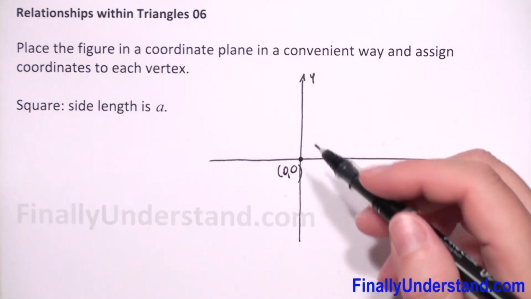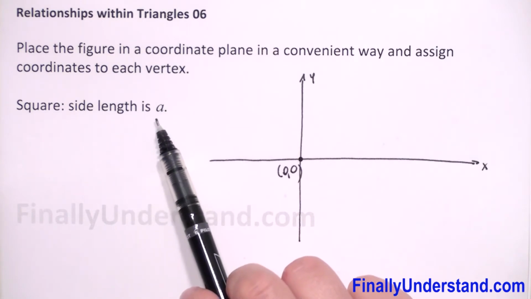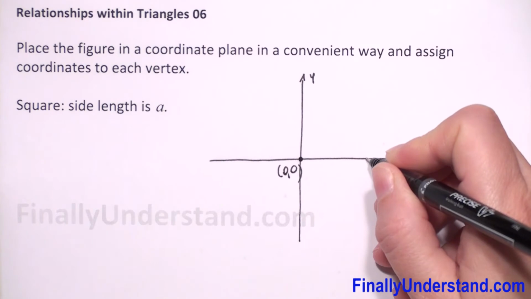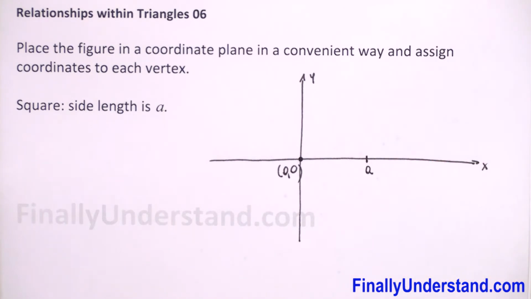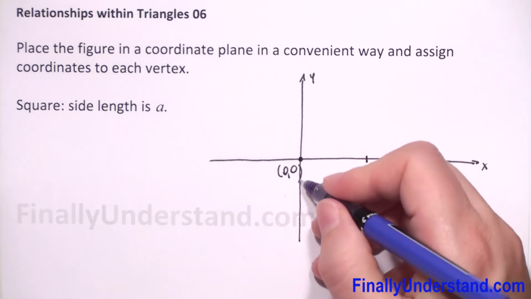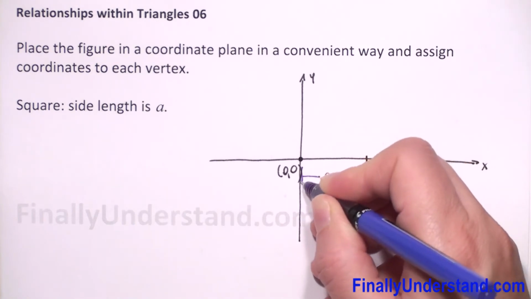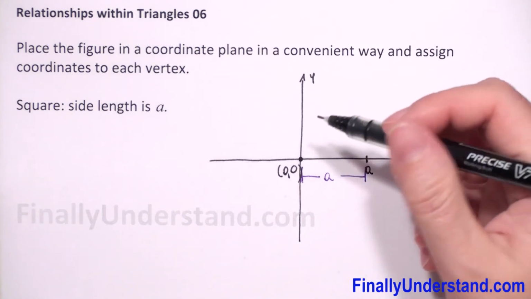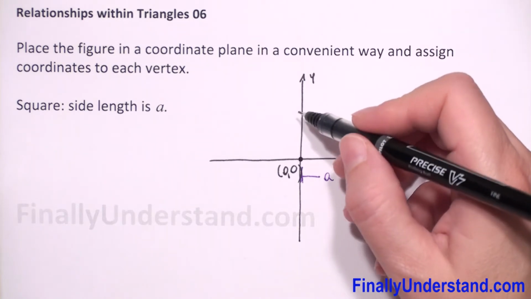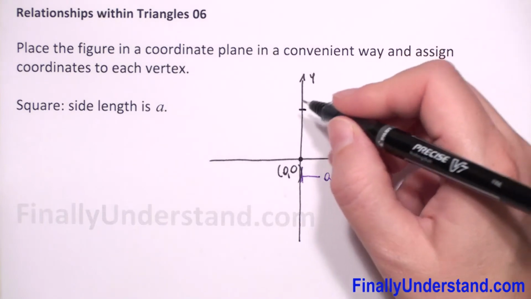And now we have given that the side length of this square is a. So let's put that here. We have a. The distance from the origin is a. And we know that here we have a square, so the second side has the same length. Approximately here we have a.